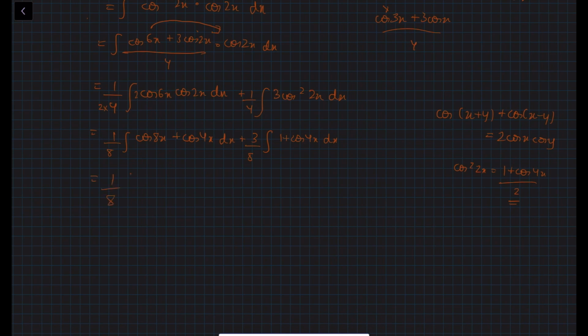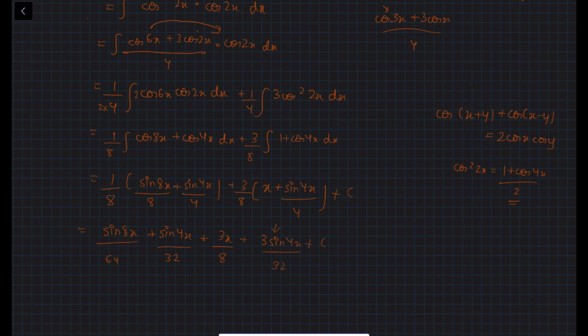So I'm just gonna integrate 1 over 8. That becomes sine 8x over 8. That becomes a sine 4x over 4. And that becomes a x plus sine 4x over 4 plus c. So that becomes sine 8x over 64 plus sine 4x over 32 plus 3x over 8 plus 3 sine 4x over 32 plus c.